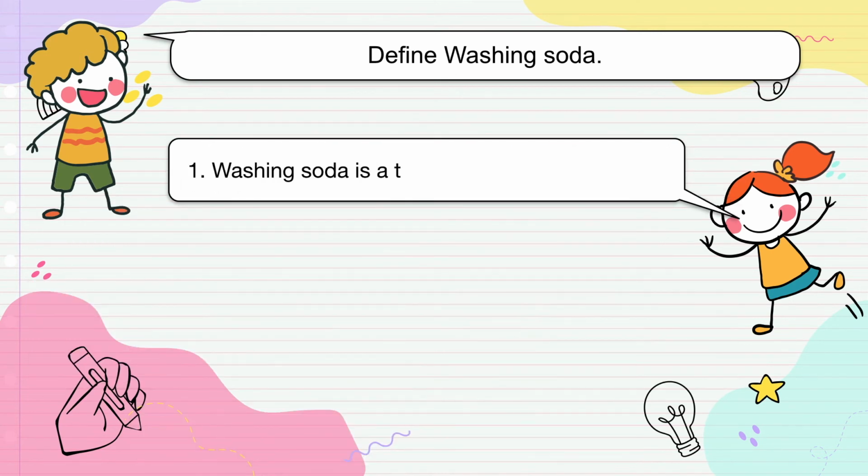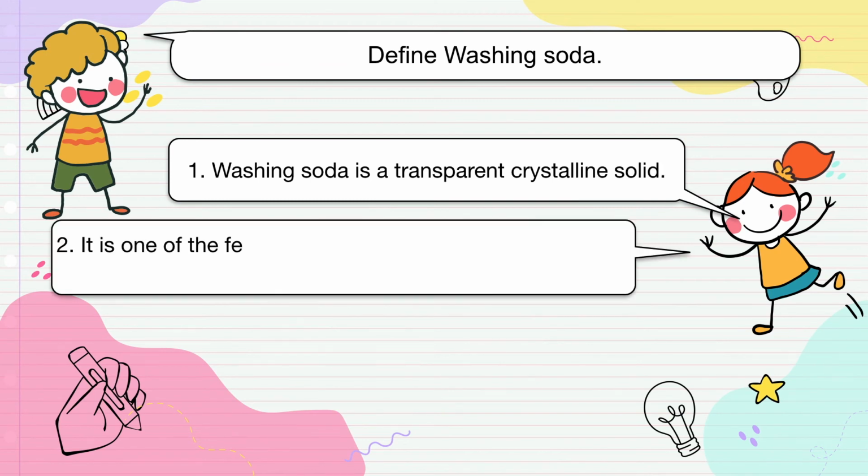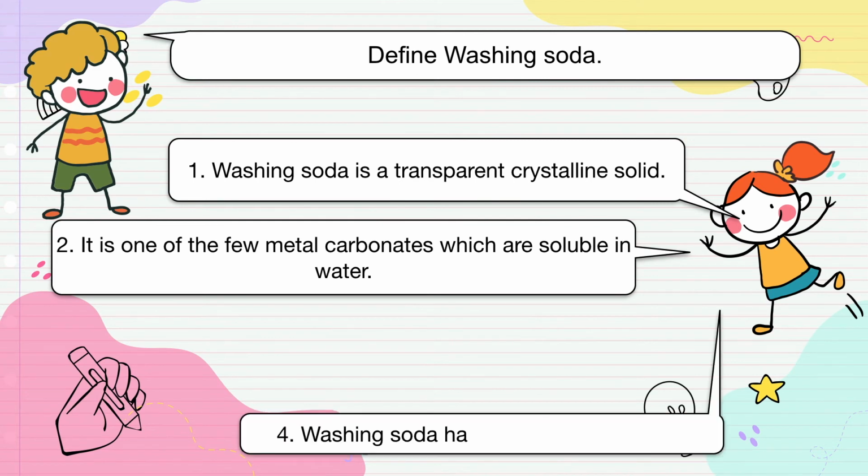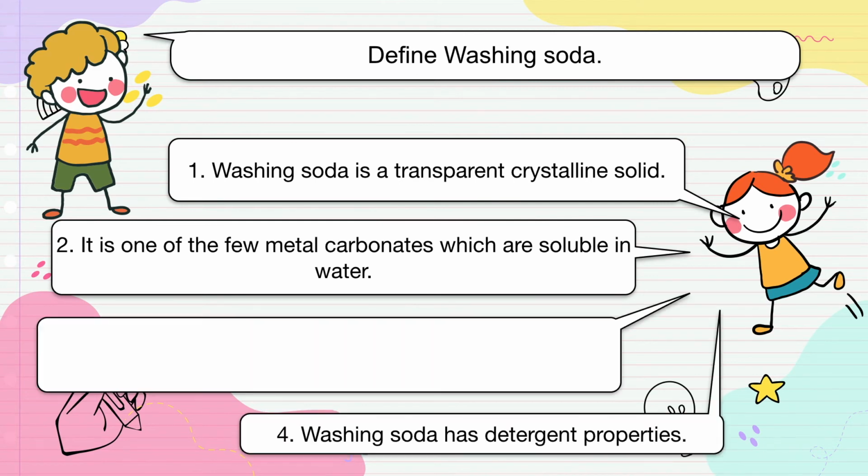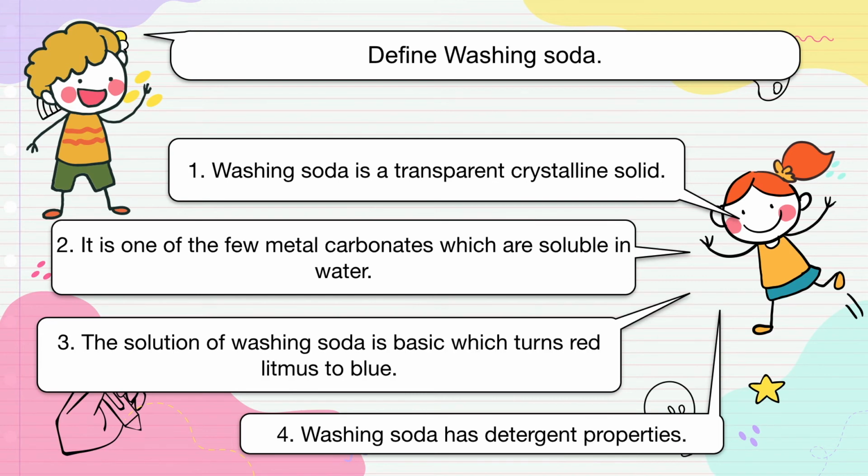Properties: washing soda is a transparent, crystalline solid. It is one of the few metal carbonates which are soluble in water. Washing soda has detergent properties. The solution of washing soda is basic, which turns red litmus to blue.